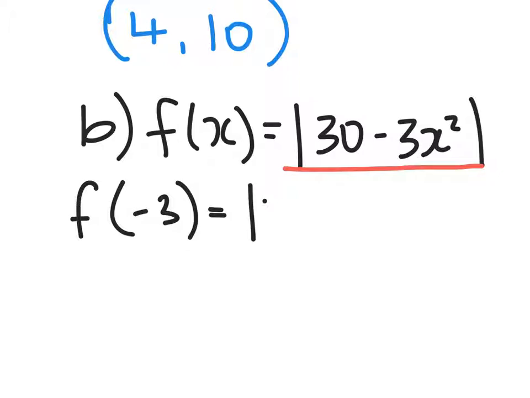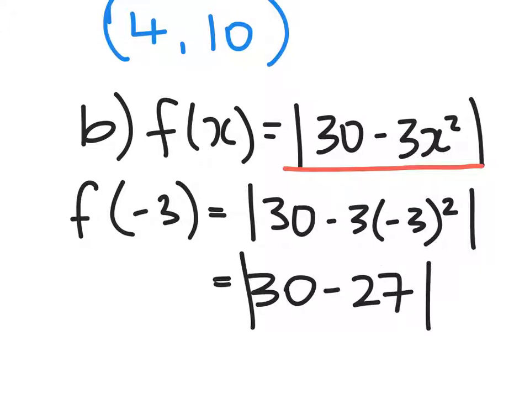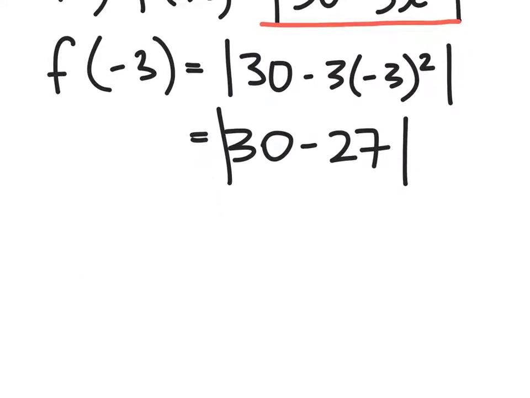So we're going to get f of minus 3 equals the absolute value of 30 minus 3 times minus 3 squared in parentheses like that. Okay, so minus 3 squared is 9. 9 times minus 3 is minus 27, so 30 minus 27. So that gives you the absolute value of 3, which is 3. Alright? Pretty straightforward.